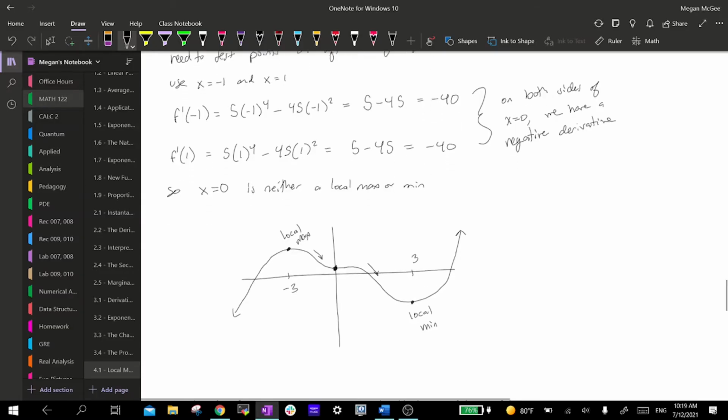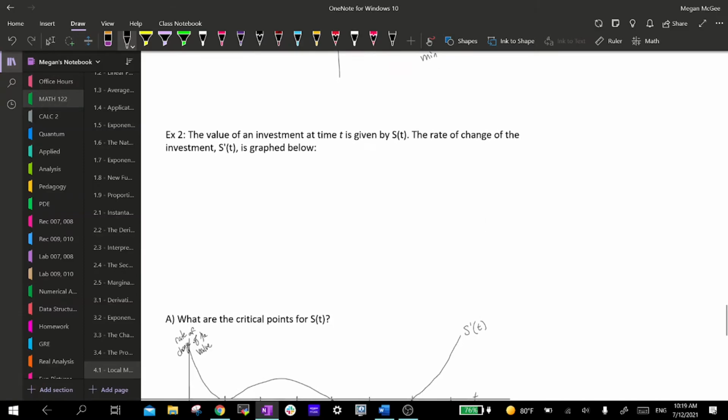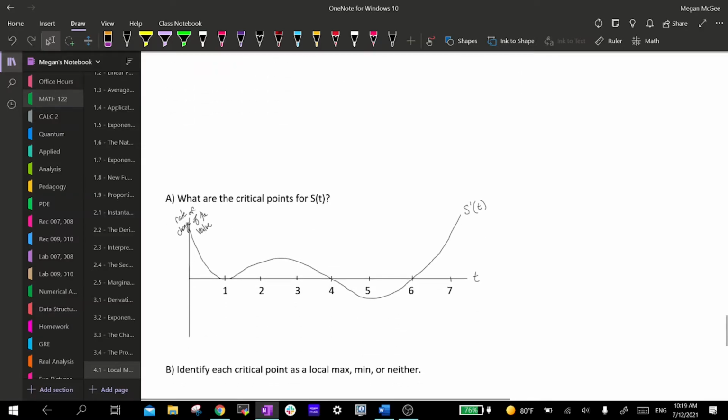All right, let's look at example 2. So the value of an investment at time t is given by s of t, and the rate of change of the investment is graphed below. All right, so this is the graph here. Can I lift this up?